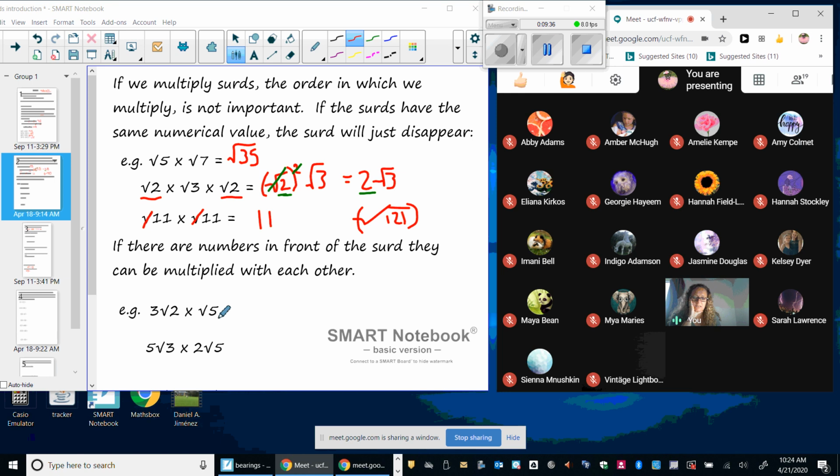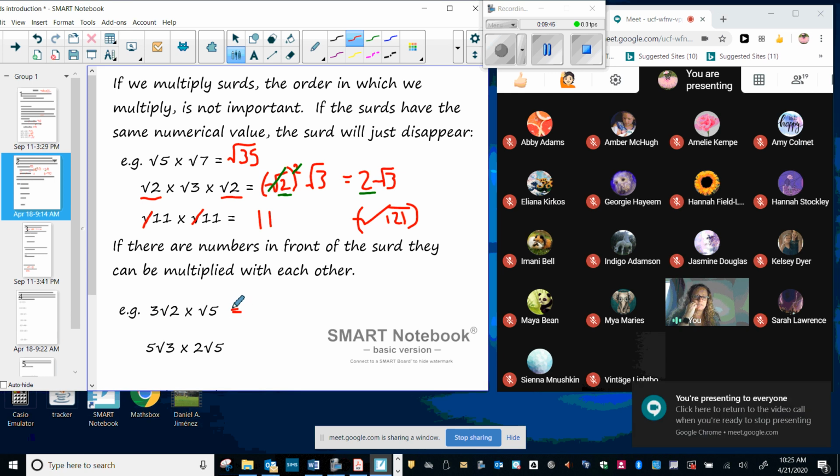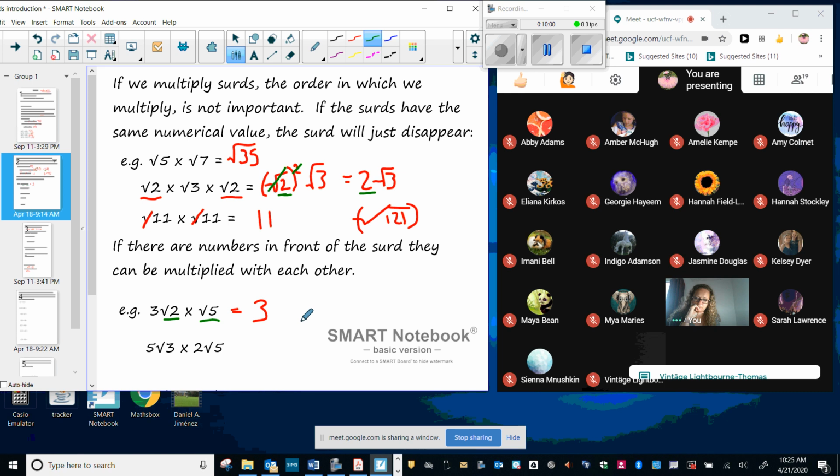All right, so here we've got 3. Now the 3 has to be dealt with separately because it's not in a square root. So in the same way as we would have big numbers separately, we would have the 3 separate. And then we would deal with the root 2 times the root 5. So root 2 times root 5. Sarah, what would I have if I had root 2 times root 5?